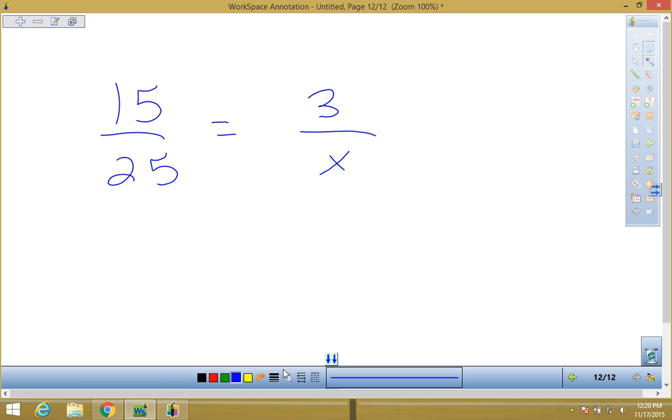Okay, Lindy, what do you think is happening here? How did I go from 15 to 3? By what? We divided by 5. So if I divided by 5 here, I've got to divide by 5 on the bottom, which is what? 5. Right. Good. So 3/5. 15 over 25 is equal to 3/5. Okay, one more like this.